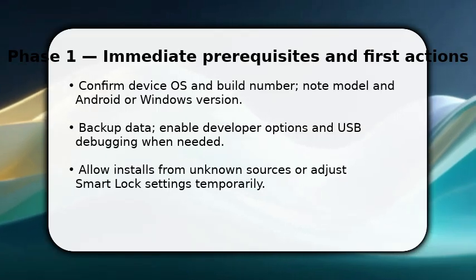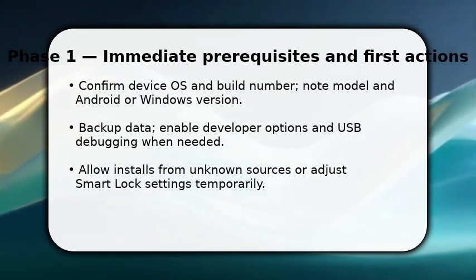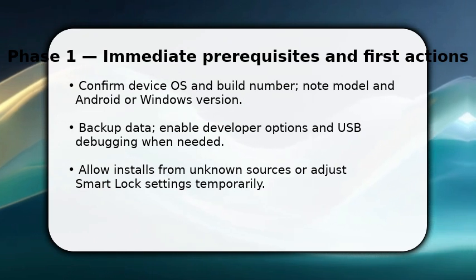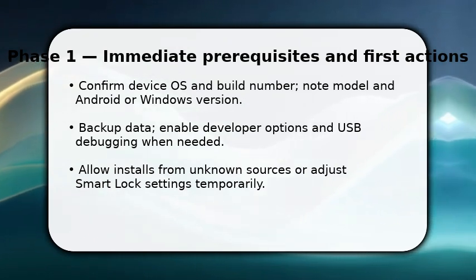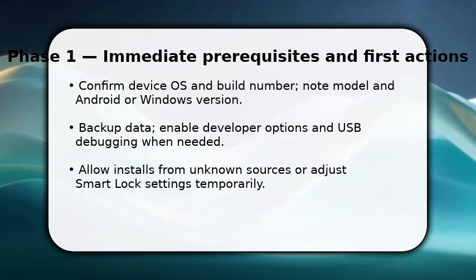You start by confirming the device OS and exact build. This matters because policies differ between Android and Windows. Once done, back up critical data to avoid loss and enable developer options plus USB debugging when applicable.